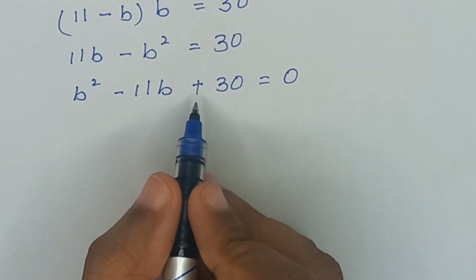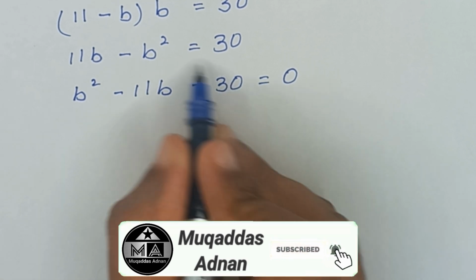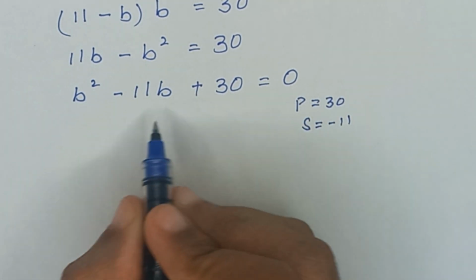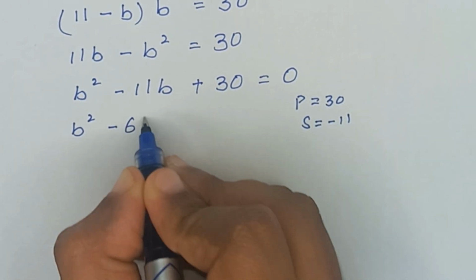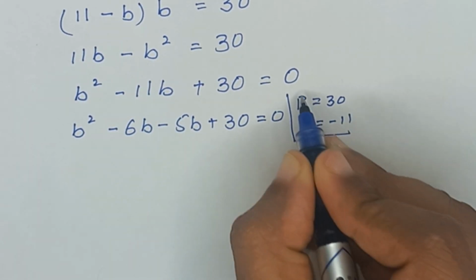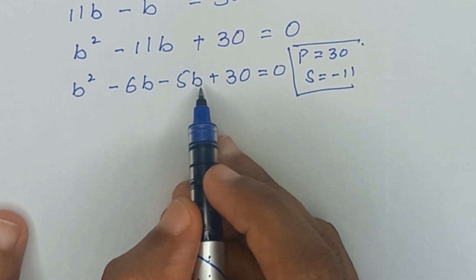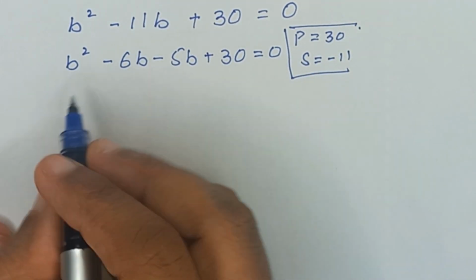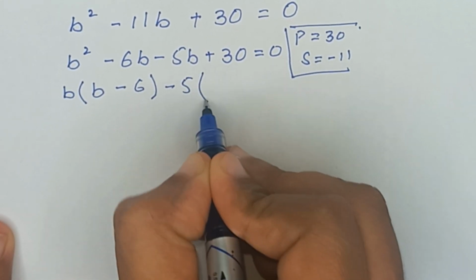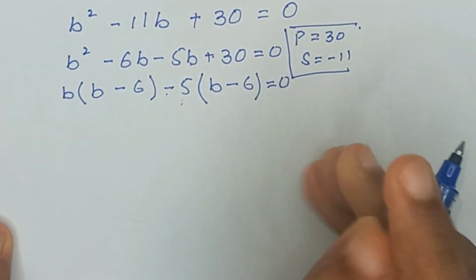Now it is the form of a quadratic equation, so we will solve it by factorization. The product should be equal to 30 and the sum should be equal to minus 11. So we will take here b square minus 6b minus 5b plus 30 is equal to 0. Here minus 6 minus 5 is the same as minus 11, and minus 6 multiplied by minus 5 is plus 30. From the first two terms we have b common, so it will become b minus 6. Here we have negative 5 common, so this divided by this will be equal to b, and minus 30 divided by 5 is minus 6, and it is equal to 0.